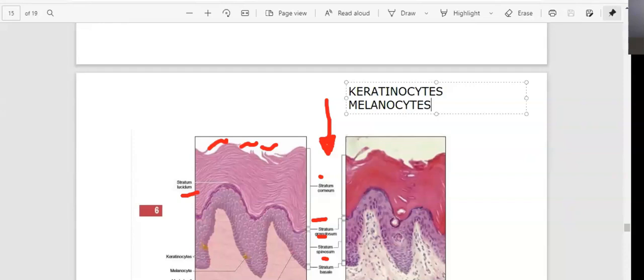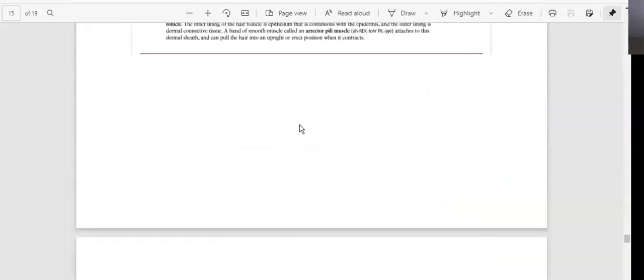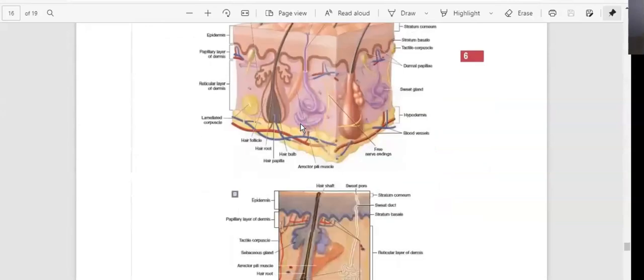Okay, so we all have melanin, right? The melanocytes produce melanin, and they're going to have melanin inside. And the keratinocytes, they're going to have keratin inside. Keratin is a tough material that is going to help us protect. Melanin is a pigment that is going to provide protection against the UV rays. So if we scroll down right here, I already mentioned that.